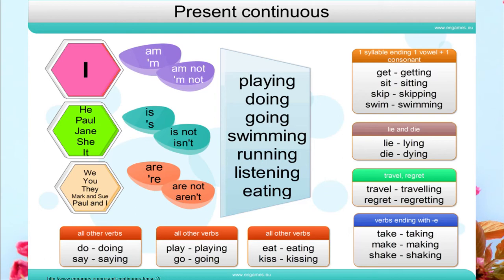Present continuous tenses. The following verbs: playing, doing, going, swimming, running, listening, and eating, along with all these other verbs shown on this page, are examples of present continuous or present progressive verbs.